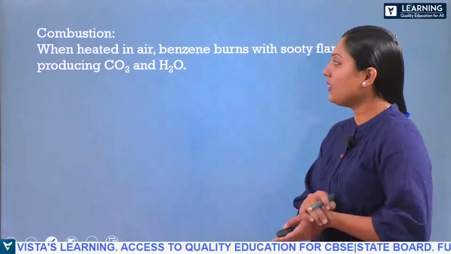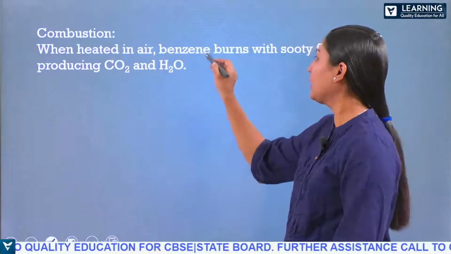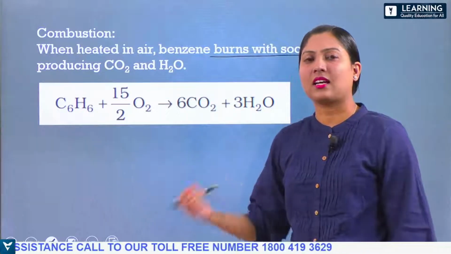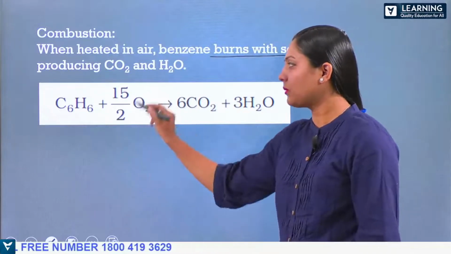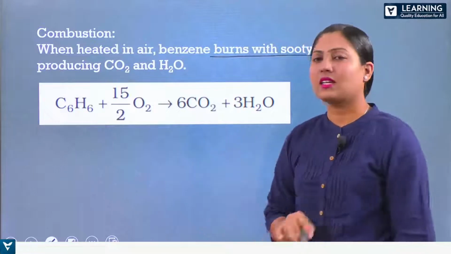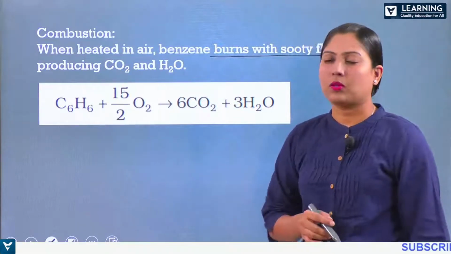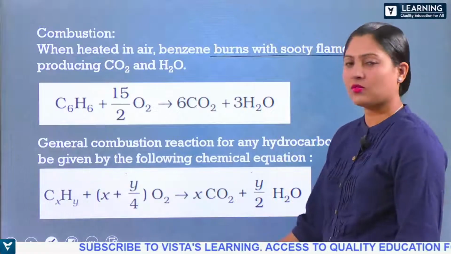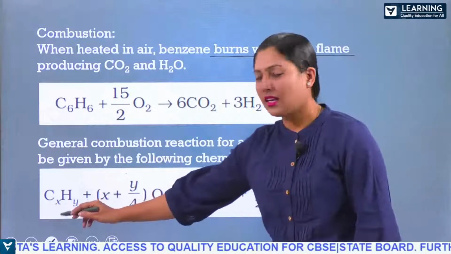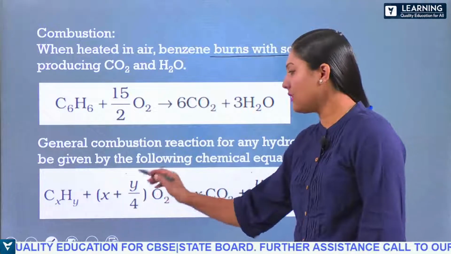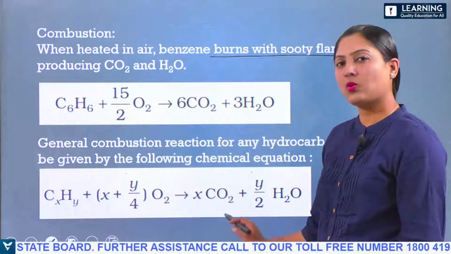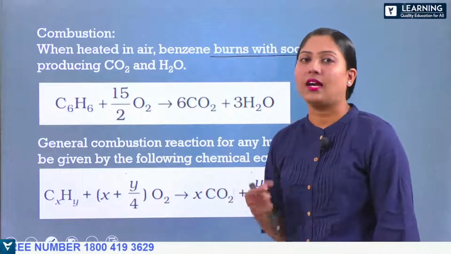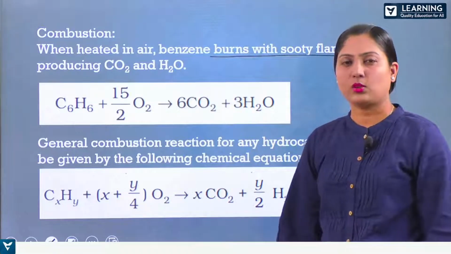Next, combustion. When we heat benzene in air, it burns with a sooty flame, giving you carbon dioxide and water, because it has C6H6, carbon and hydrogen. With this general formula, 15/2 O2 gives 6 carbon dioxide molecules and 3 water molecules. The general combustion reaction for any hydrocarbon is given by this. We have already studied this in alkanes, right? CxHy plus (x + y/4) O2 gives x CO2 and y/2 H2O. So this is the general combustion of hydrocarbons, and it is applicable for this combustion also.